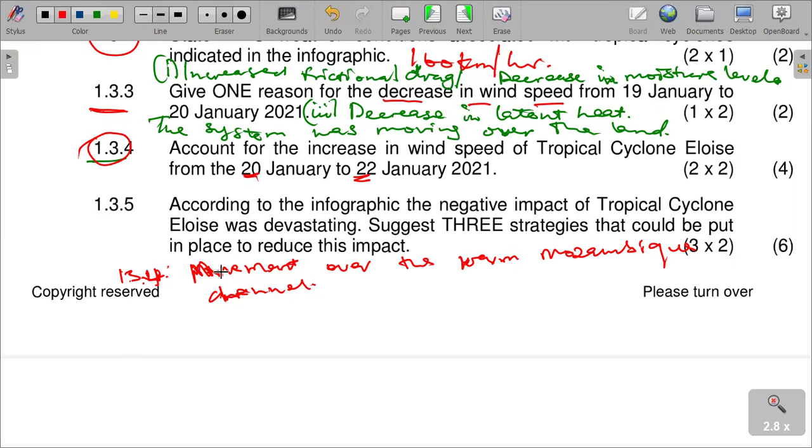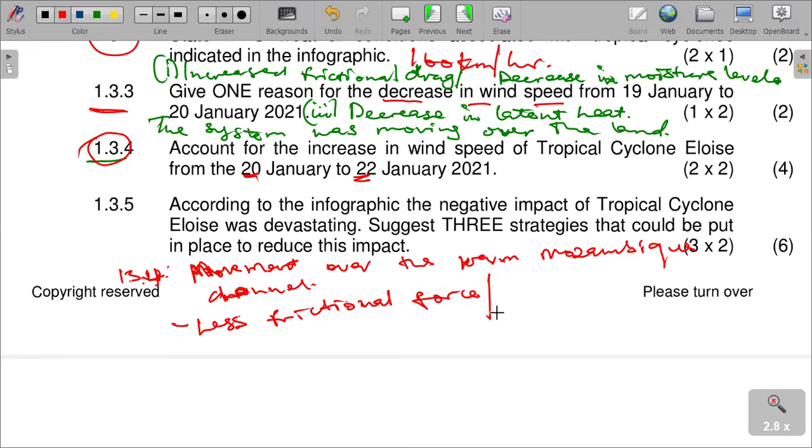Movement over the whole Mozambique channel can be the reason why there was an increase in speed. We can also maybe say that it was because of factors that we said before. They are now being forfeited. Less frictional force might also be the reason why there was an increase in speed there.